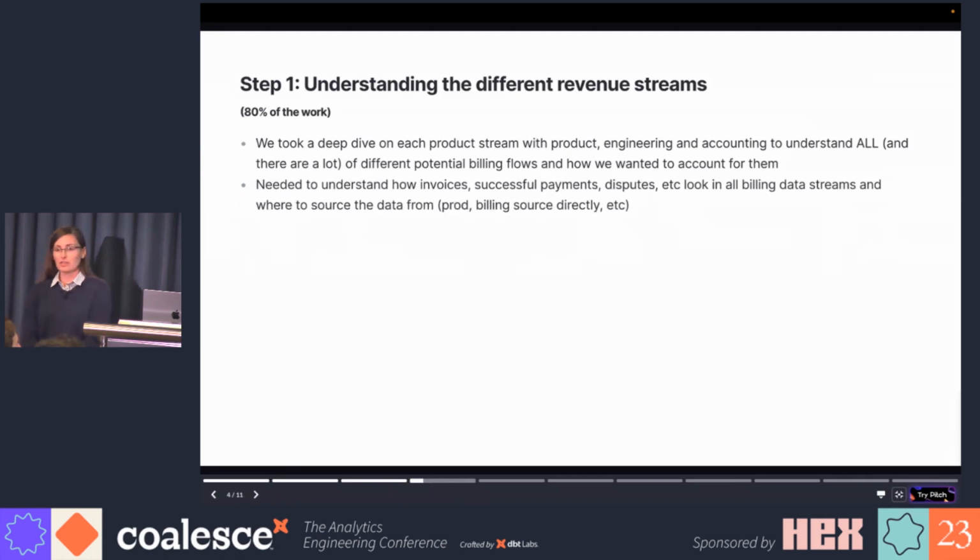So step 1 in building out this system is understanding the different revenue streams. This is where we spent 80% of our time. And this was really a lot of work and required coordination with various members of our team. We started out talking to product engineering to understand all the different user flows that a user can encounter during our system. If we're building a system to track the money, we need to know at every step of the process where money is coming in, where it is going out, and what that all looks like.